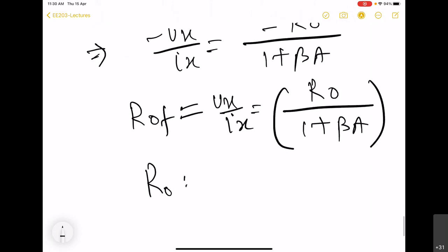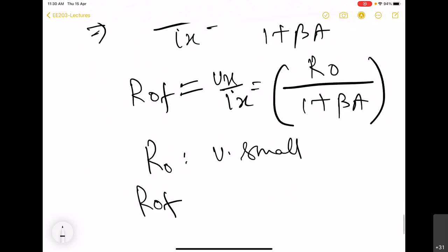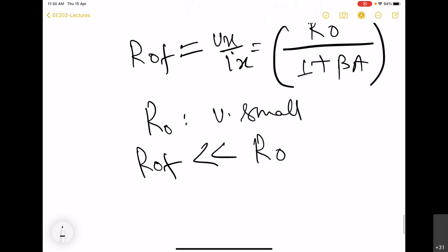So here RO was already very small. Now you can see that ROF is going to be even much smaller compared with RO. So fortunately for the output impedance also, we see that the feedback network pushes the output impedance in the desirable or the ideal direction. So this is the advantage of feedback network. And this thing we have already seen for the case of common gate amplifier.